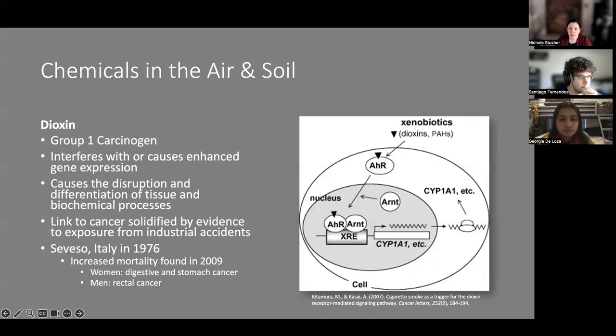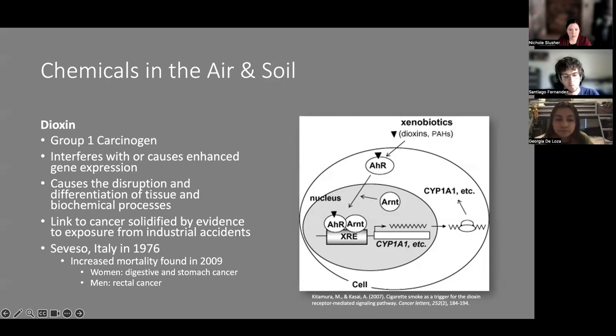Dioxins are also classified as Group 1 carcinogens, and like PAHs, they are usually encountered as byproducts of industrial processes and pose the greatest risk to those that work in the industry. There have been two notable industrial incidents where populations were exposed to dioxins at high levels for extended periods of time: Love Canal and what is known as the Seveso incident.